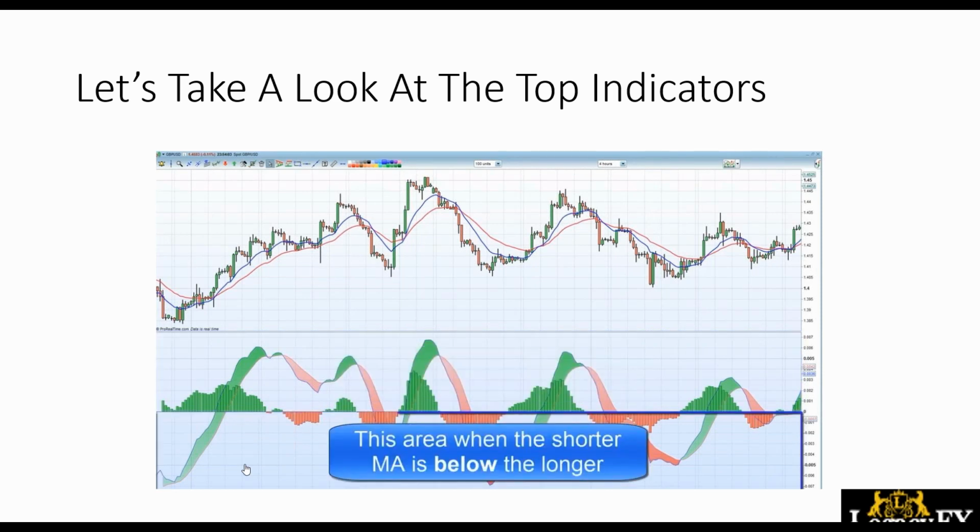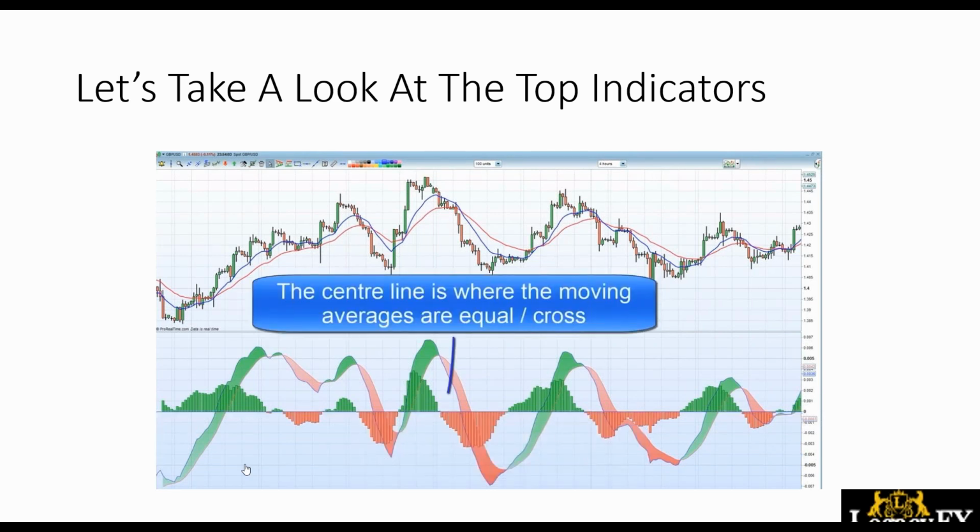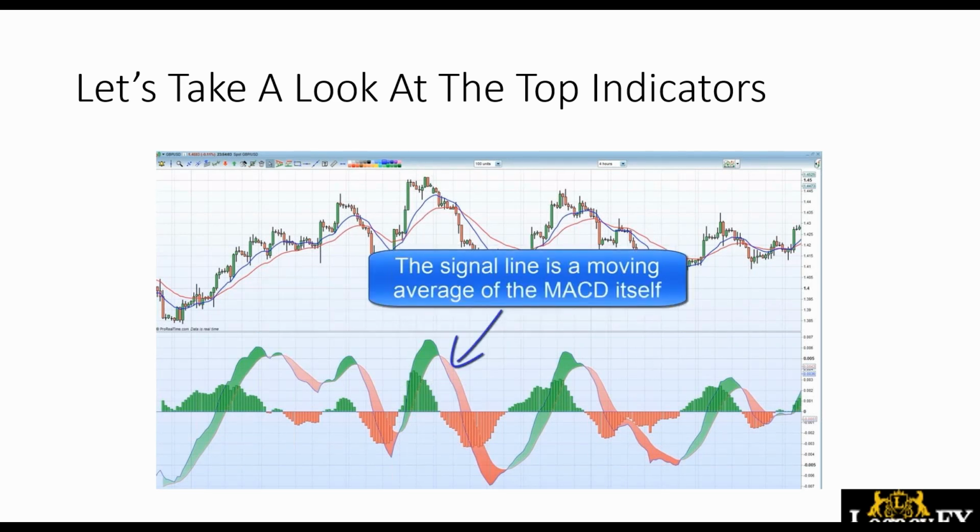When the shorter-term moving average is above the longer-term moving average, this area of the indicator will show activity. When the shorter-term moving average is below the longer-term moving average, this area of the indicator will show activity. The center line, of which the MACD is plotted around, indicates where the moving averages are equal, and when the MACD passes through the center line, this indicates the moving average is crossing. The signal line, here in red, is a moving average of the MACD values themselves.